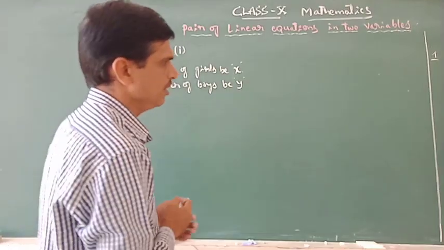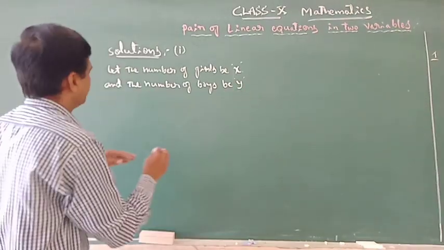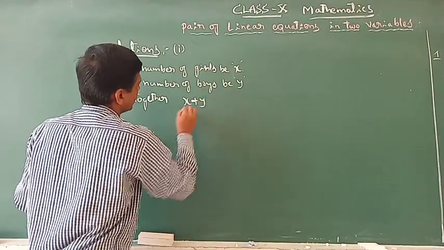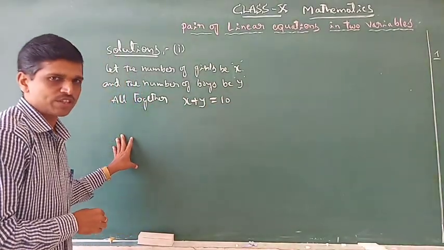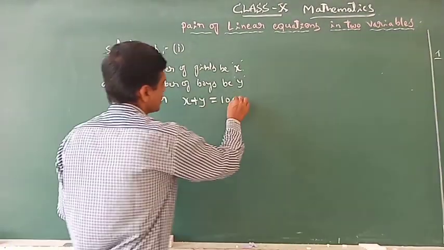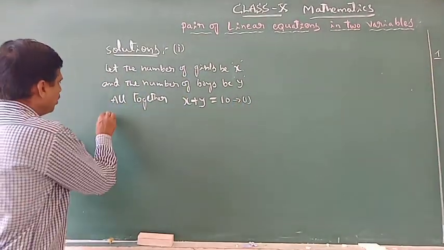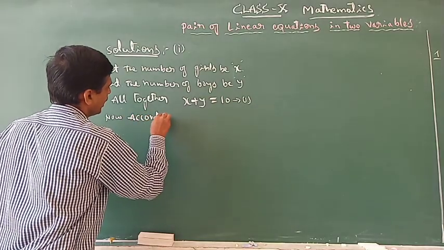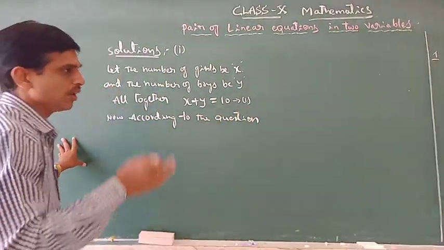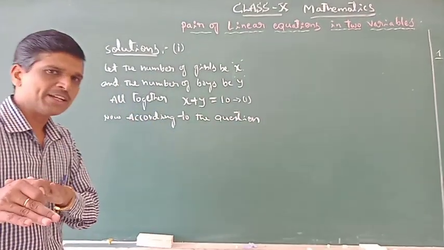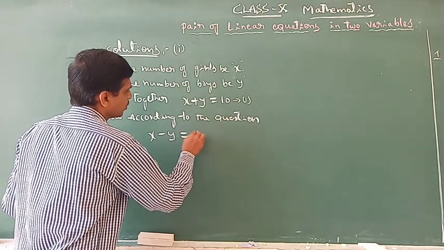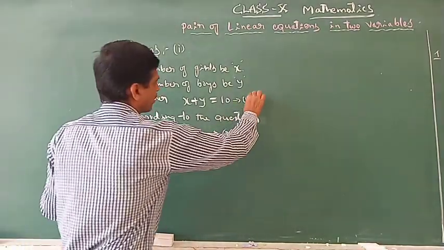Now, according to the question, altogether how much? Altogether means x plus y. In a class, a total of 10 students participated in a quiz. That is why altogether, where x means girls and y means boys, x plus y is equal to 10. So consider this as algebraic equation number 1. Now, according to the question, the number of girls is more than the boys by 4. So you should write this as x minus y is equal to 4, as equation number 2.